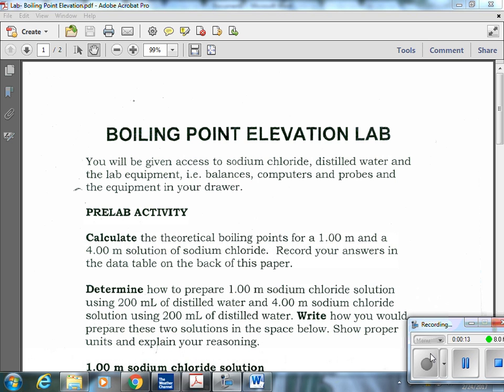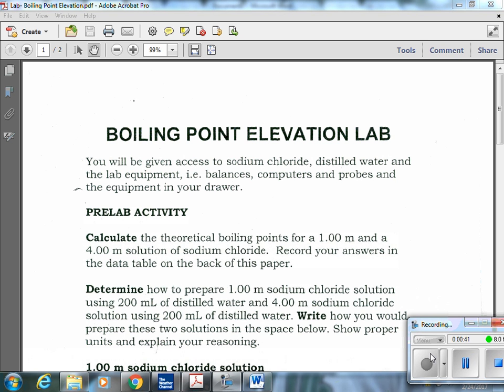This is a colligative property in which we're going to be adding sodium chloride to distilled water to increase the boiling point. Okay? You're going to need balances, computers, direct temperature or stainless steel temperature probes, and the equipment in your drawer. You're going to need to know what lab to do, so make a note of this, folks.